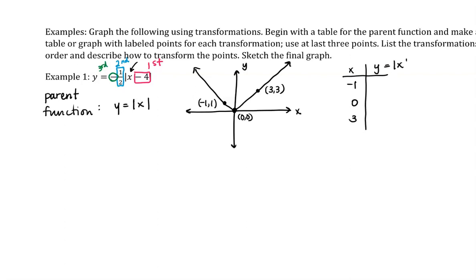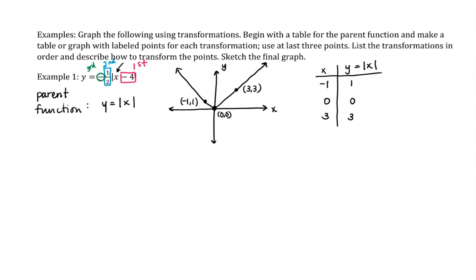This is just going into the absolute value of x. This is just for the original parent function, and I have that there. So this is what the directions mean when they say to make a table or a graph with labeled points for each transformation and to use at least 3 points. So now we're going to actually start going through the transformations.